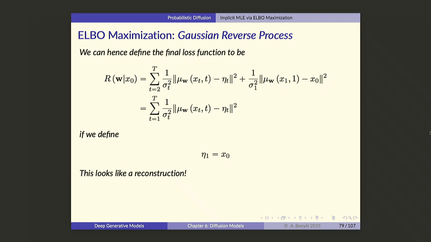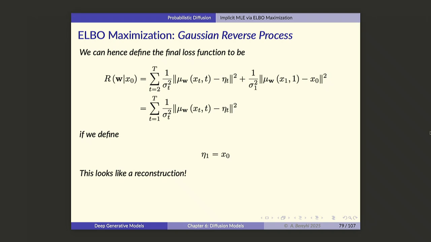Meaning that you are looking at every single time, and you try to make the output of this mean neural network, the neural network that is computing the mean value for you, look exactly like the corresponding mean in the posterior, right? So the mean value of your model at time 2, say, should be exactly like eta 2. At time 3 it should be exactly like eta 3, and so on towards the end.